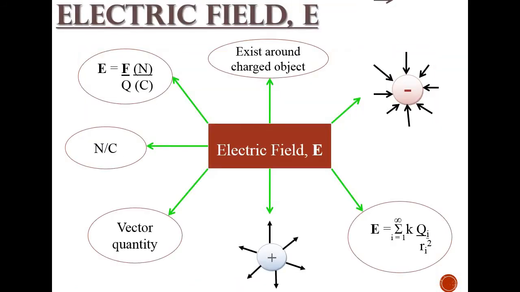Okay, we will move on to the electric field. Electric field exists around a charged object. It is a vector quantity. For example, for a positive charge, you can see the electric field is going out like this. For a negative charge, the electric field is going in. So this is the electric field. There are two formulas. The first one is E equals F over Q, and another one is E equals kQ over R squared.